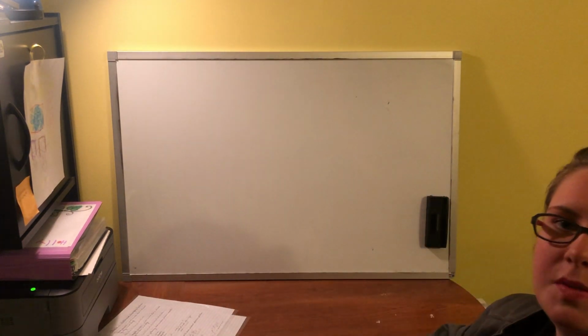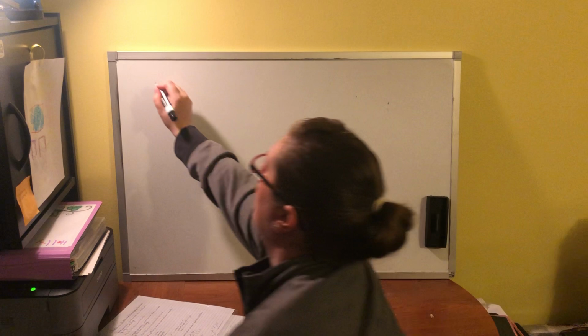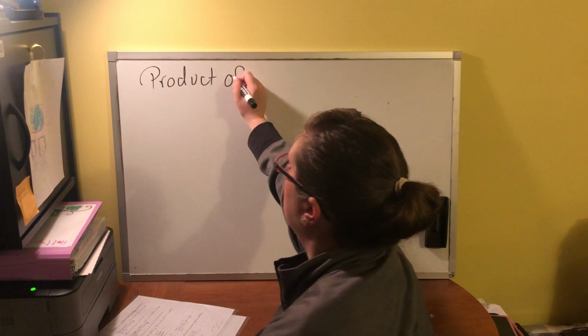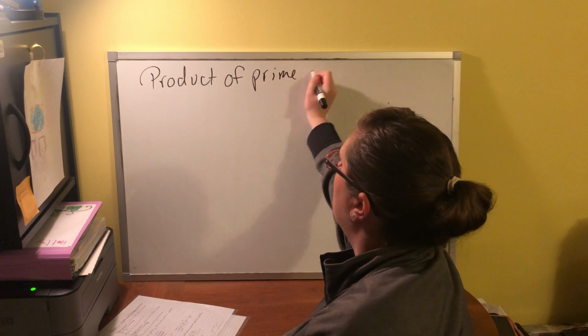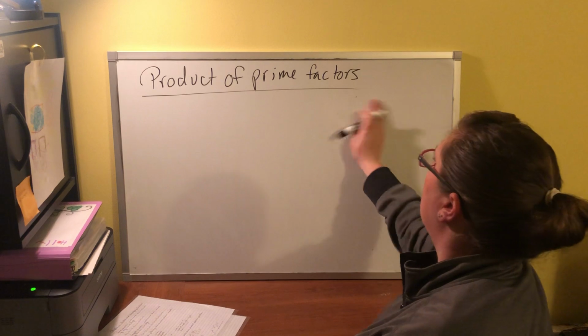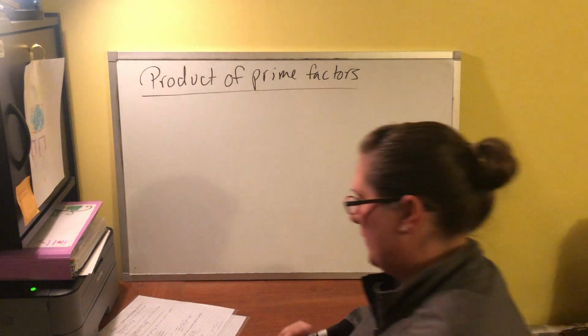is writing the number as a product of prime factors. Okay? So we are now writing a number as a product of prime factors. Okay? We're writing numbers as a product of prime factors.